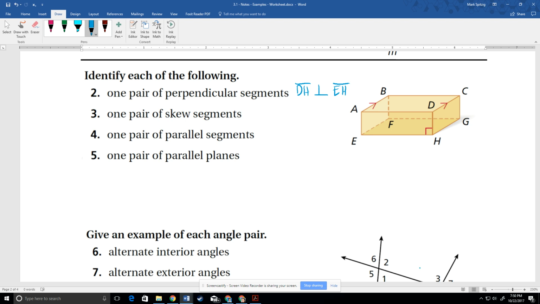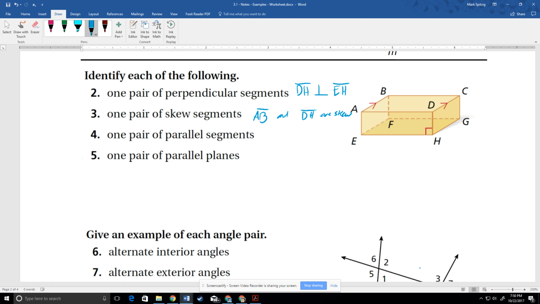One pair of skew segments. Skew segments never intersect but aren't coplanar. So if we pick something like AB as a segment, it doesn't really matter the first one you pick, because there always will be something skew in a diagram like this. So AB, well, skew would be DH. There is no symbol, so I'll just say AB and DH are skew. Now, keep in mind that there's a host of other examples. If I pick any one, you can pick something skew to it.